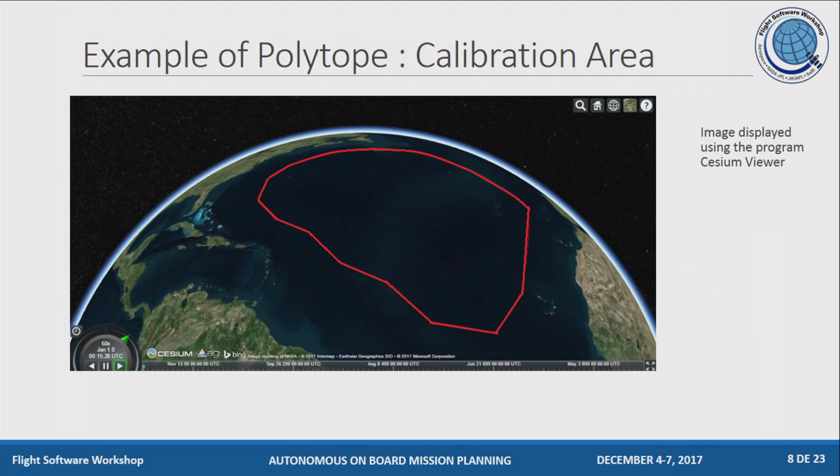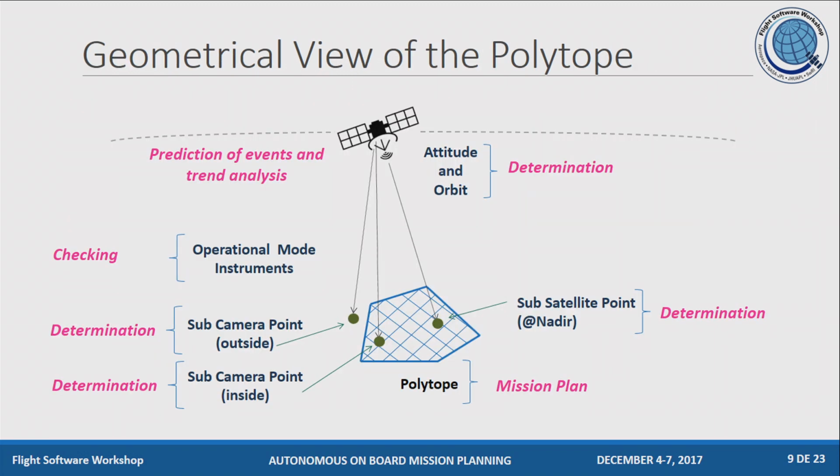Next slide, please. Okay. Calibration area. Yes, this is an example of a polytope on the surface of the Earth.